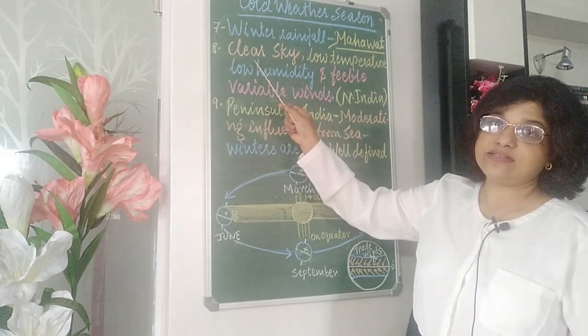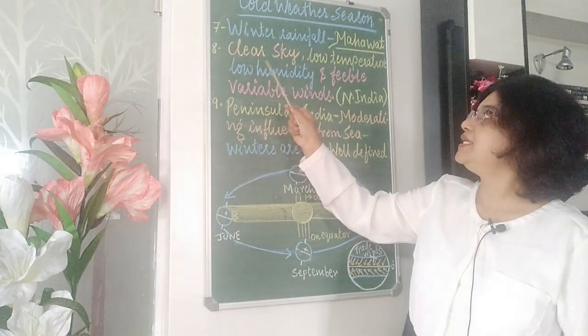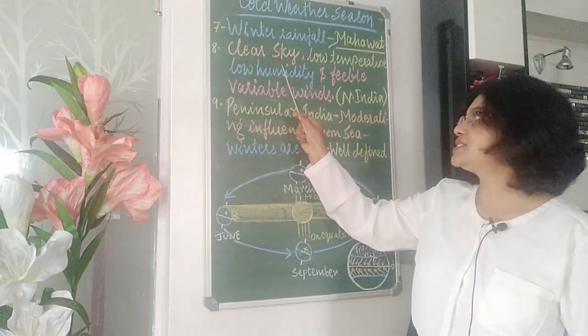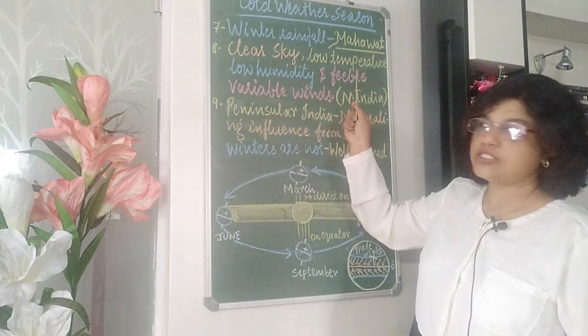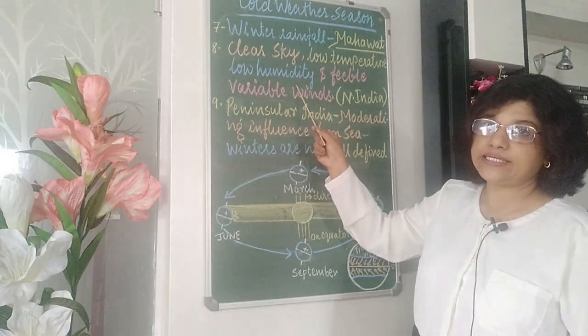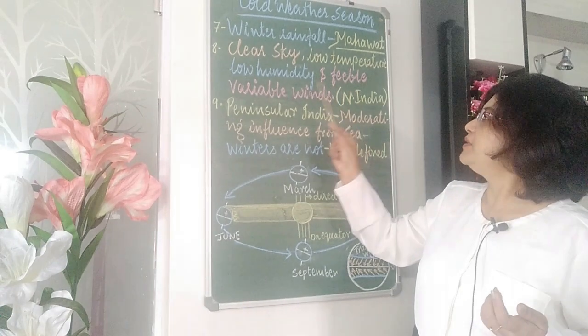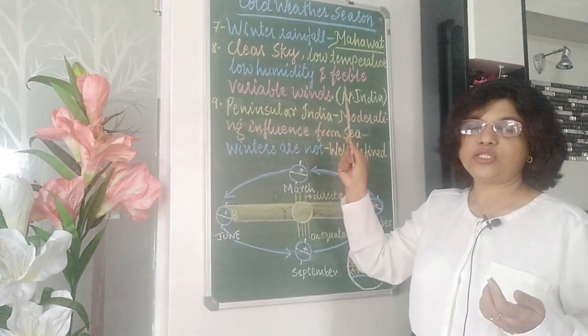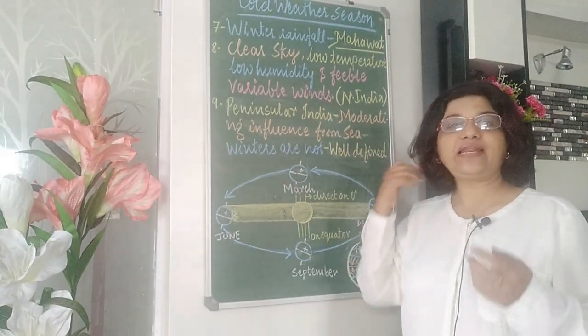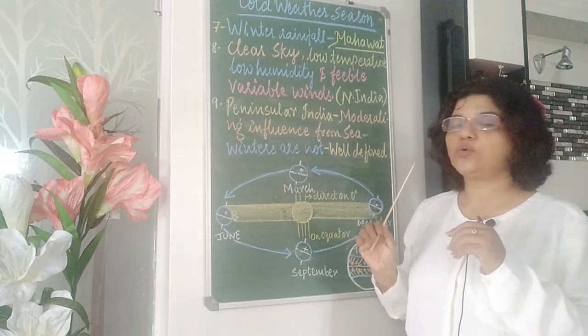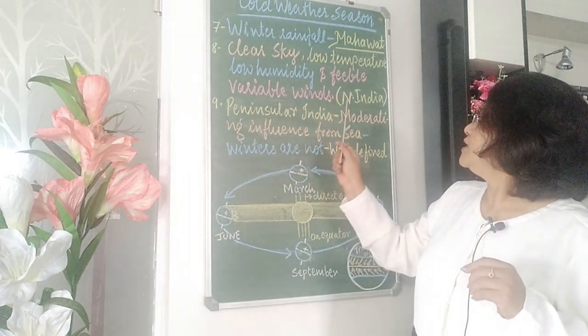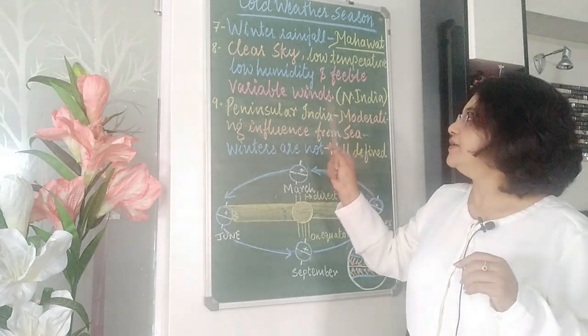Then this winter season is marked with clear skies, which means a cloudless sky, low temperatures, low humidity, that is why it is a dry season, and feeble variable winds. The winds come and go and they are light, feeble means light winds, especially in northern India.